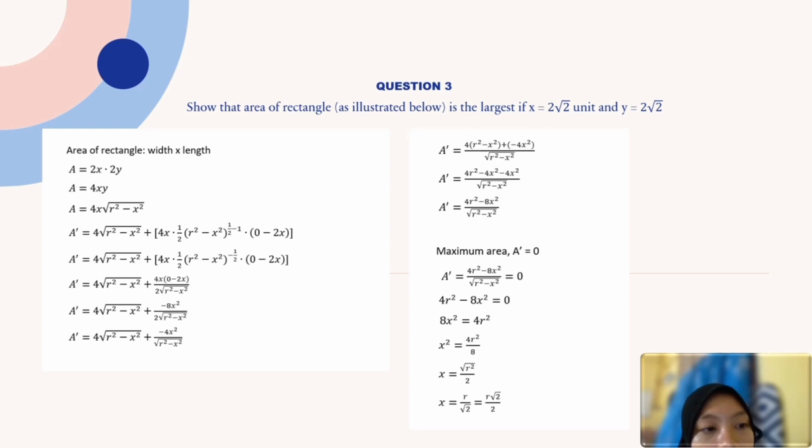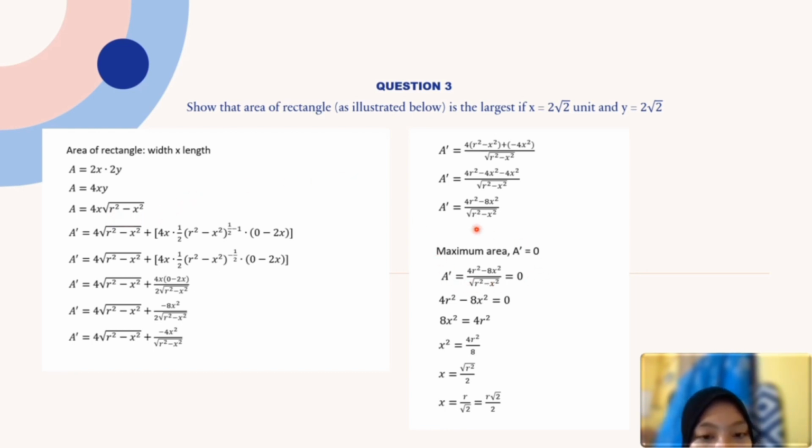And then we find the area of the rectangle using the formula width times length. So A equal to 2x times 2y. We can get the value from the illustration given in the question. So A equal to 4xy, and then you insert the value of y from the equation that we get from the Pythagoras theorem. So here it will be 4x square root of r squared minus x squared.